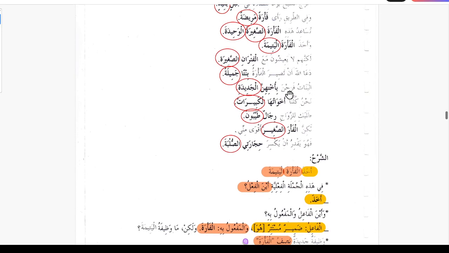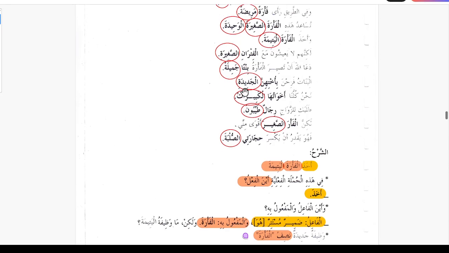Al banatu farihna bi ukhtihinna al jadidata. The girls, they were happy with their new sister. So al jadida is the adjective for ukhti, new sister. Ukhti is actually marifa, but a mudaf cannot have al, so we can't see al. Otherwise it would be al ukhti. The al is there because the adjective has al, and because of ba, ukhti is ism majroor, so that is why it is majroor, and feminine and feminine.